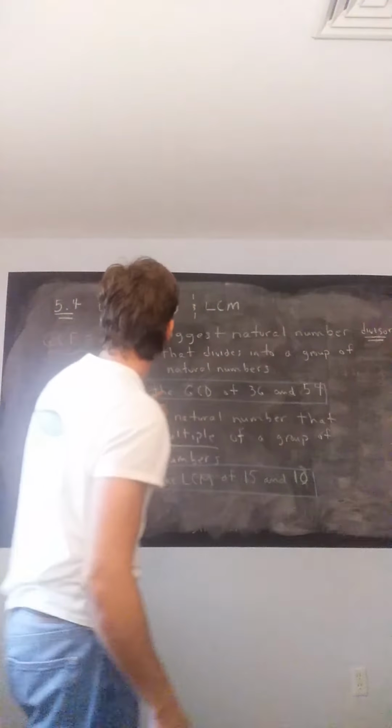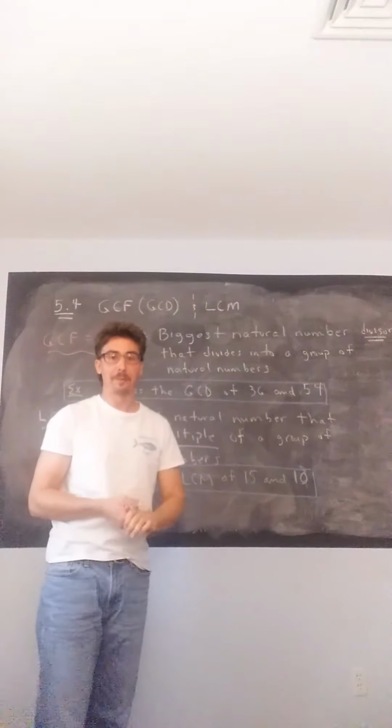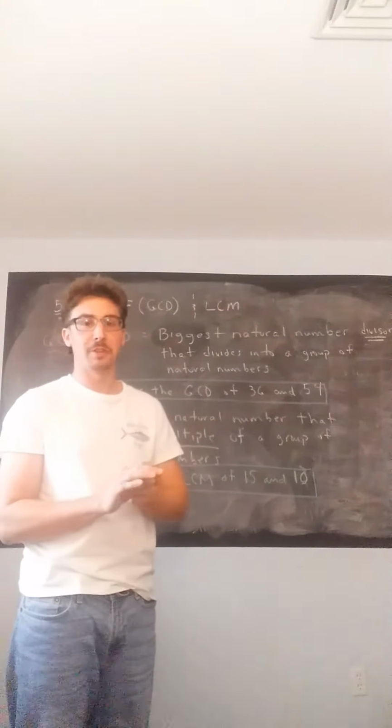Last time I did 5.3. This is section 5.4, greatest common factor and least common multiple. So this should help you finish out your homework.